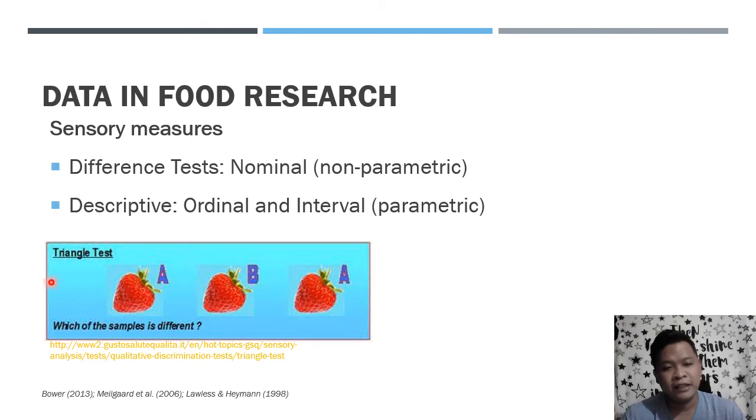On the other hand, a descriptive test with trained panelists may generate either ordinal or interval data depending on the level of their training and how the scale is made. For interval data, generally we use parametric tests, although you would want to err on the side of caution, and if ordinal data is being generated, then you might want to stick to non-parametric tests.